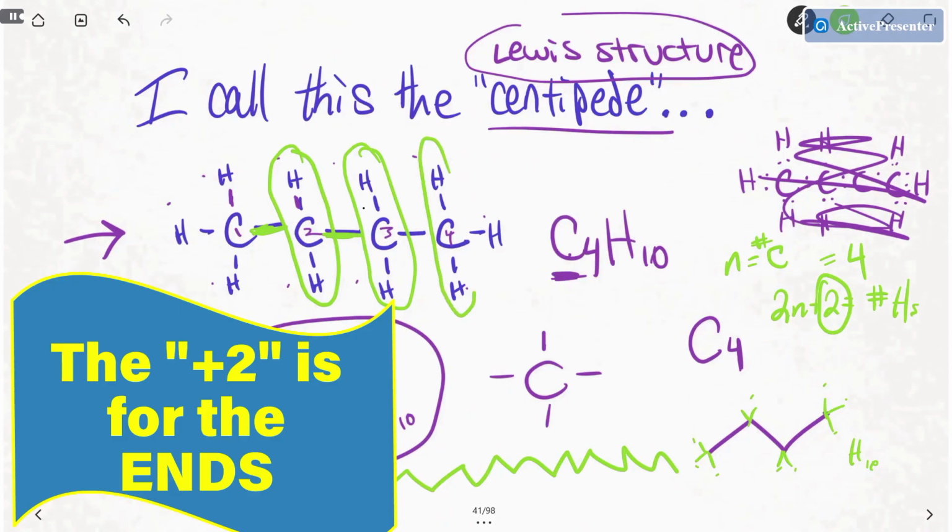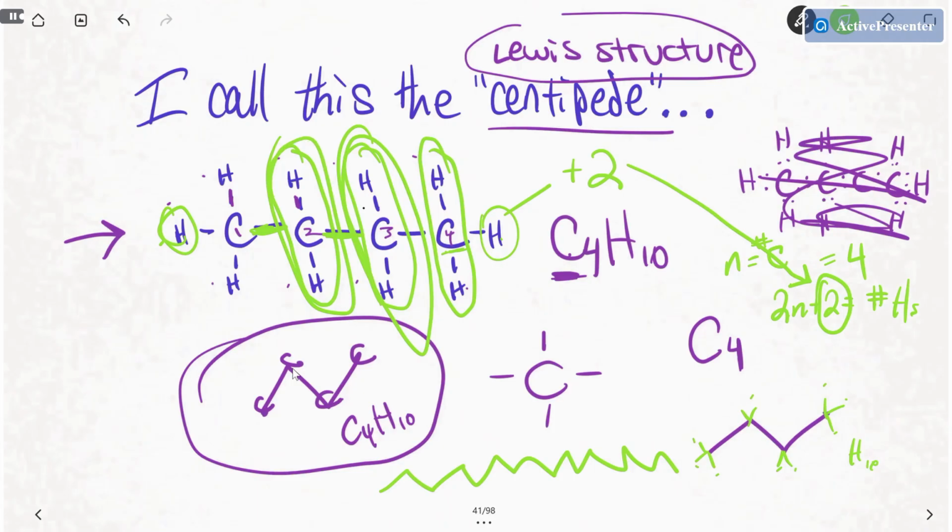But if we were to count, this is just 2 hydrogens, this is the end carbon, so we're going to be missing out on one of the hydrogens. And then the other end is going to have an extra hydrogen also. So that is the plus 2, right there. So each sandwiched carbon has 2 hydrogens, so that's the 2 of the 2N. And remember, N is the number of carbons, so it's going to be 4.